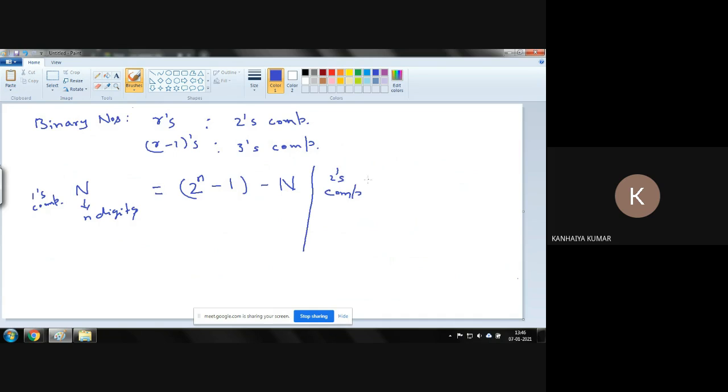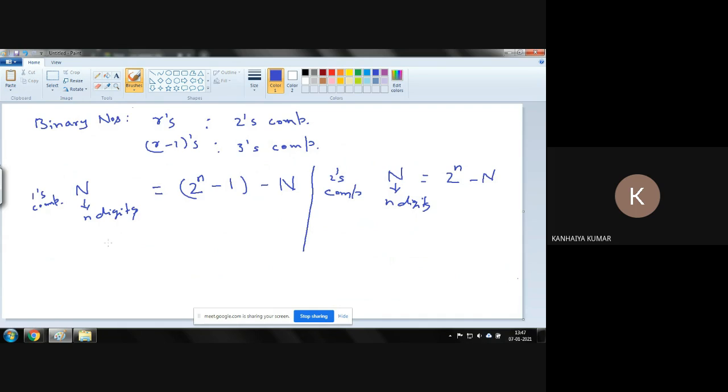Now you know the formula. So I should have asked it again. It is of n digits, so n is a binary number actually, no? So 2 to the power n minus N, so it will give you the 2's complement, and the left side one will give you the 1's complement. Now let's have an example.